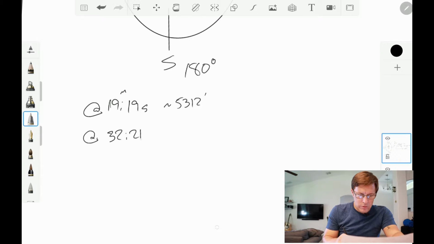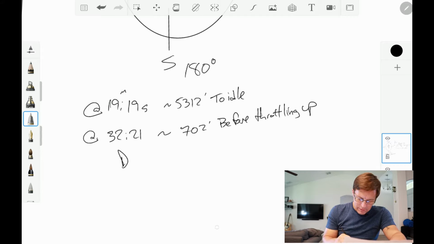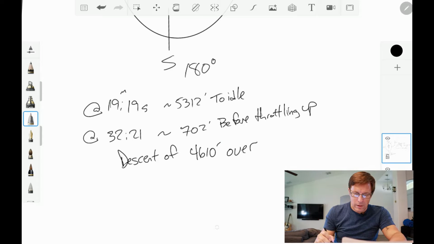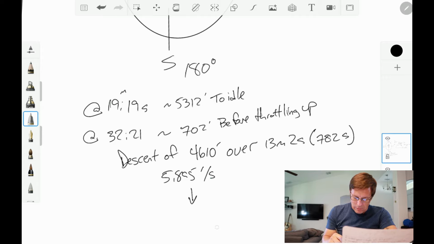At 32:21, I was at 702 feet. So this was when I went to idle, before throttling out. So this is a descent of 4,610 feet over 13 minutes 2 seconds, or 782 seconds. And if you look at that, that goes from 5.895 feet per second all the way down to 4.02 miles per hour, which is something we can use. So I just converted them.